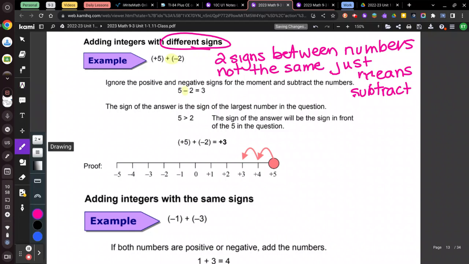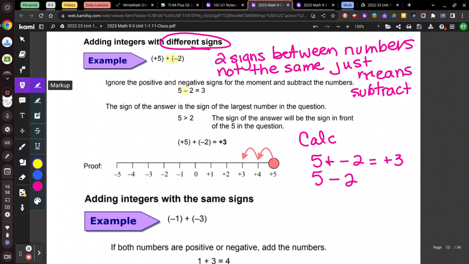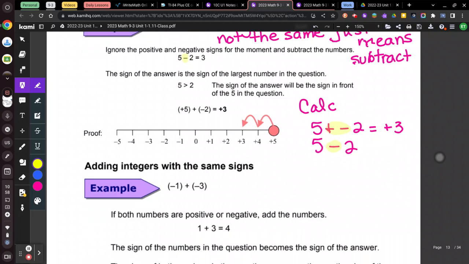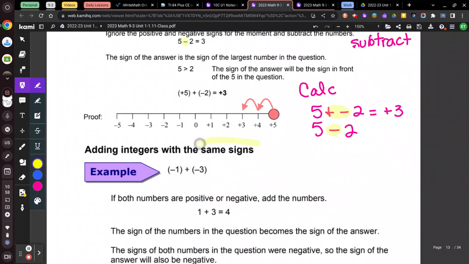That's all they've done. Now, can you put it in the calculator the same way? Yes, I could. In the calculator, I could put in 5 plus -2, and it'll still spit out the same answer that I want. You can do that in your calculator, and it'll give you +3. You can put the plus and negative, but it's easier to just go subtract 2. So whenever you've got the signs in the middle that are different, it just means subtracting.